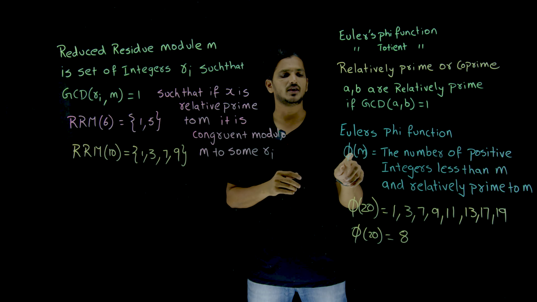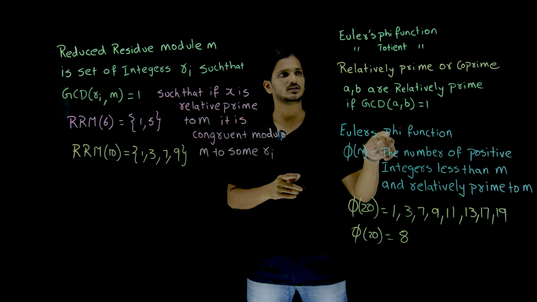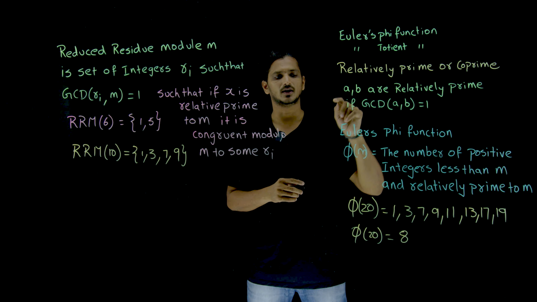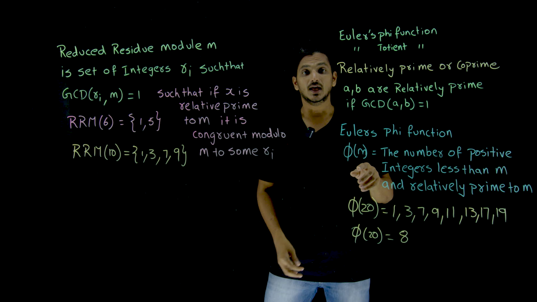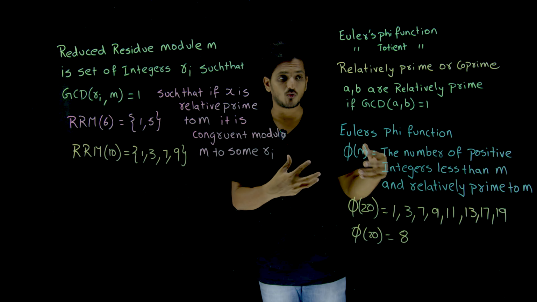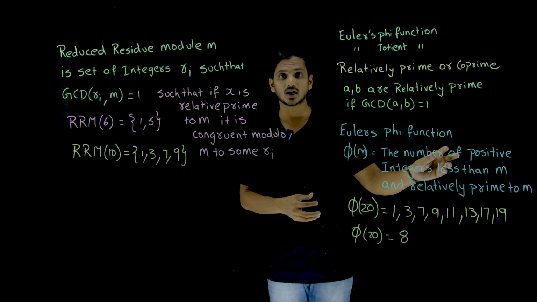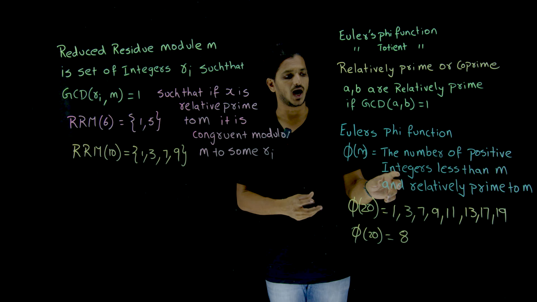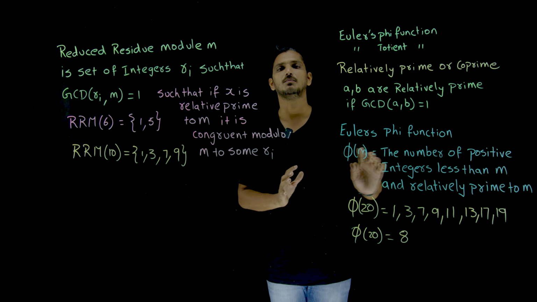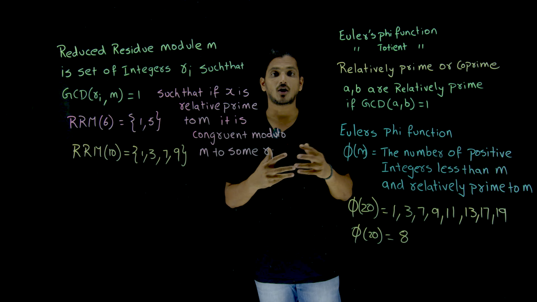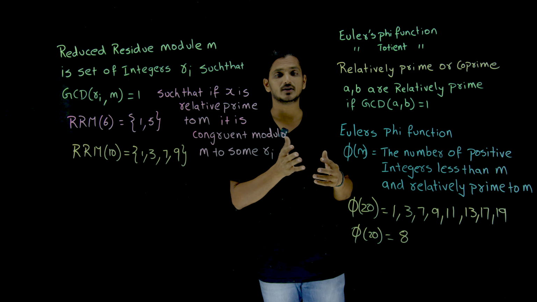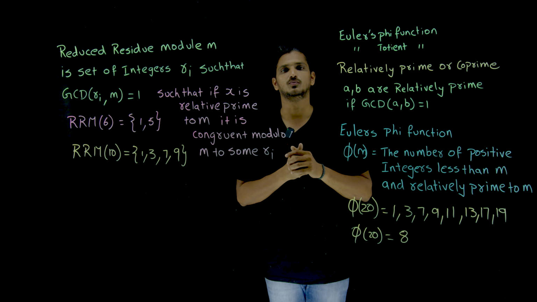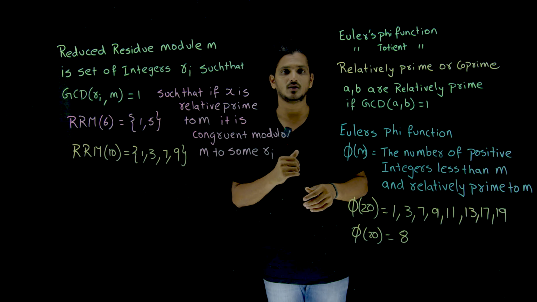Now try to understand what is meant by Euler's Phi function. Phi of m, which we call Euler's Phi function, is also named Euler's Totient function. Phi of m is given as the count of positive integers that are less than m and relatively prime to m. That count we call Euler's Phi function. That is what it is going to give you. With an example, you will get clarity.